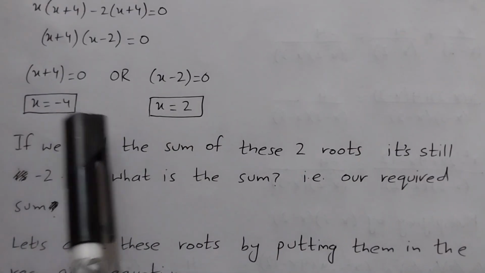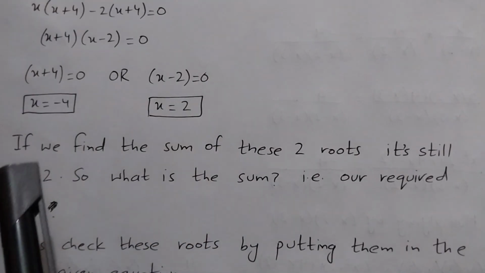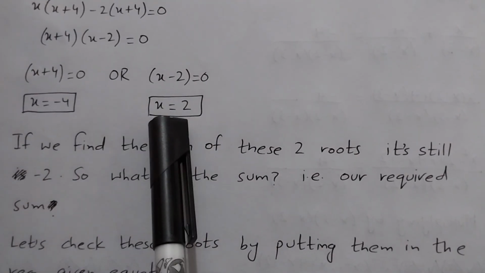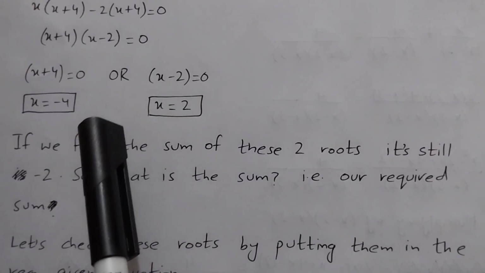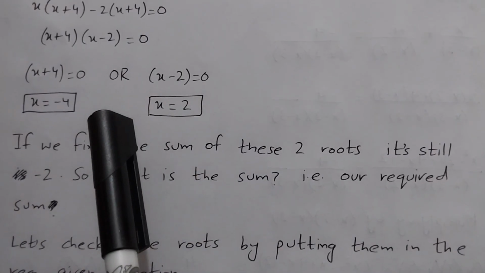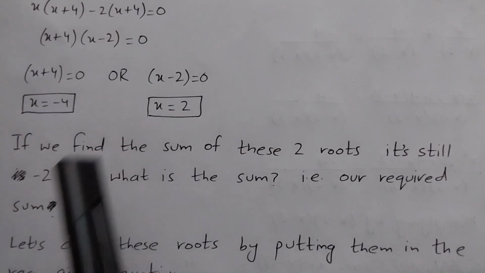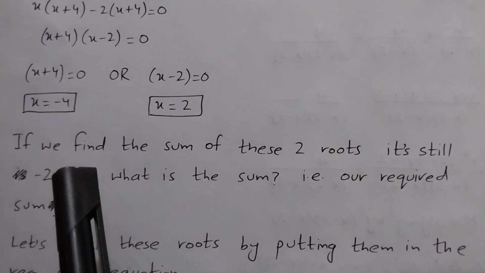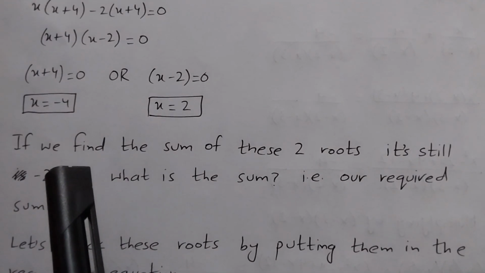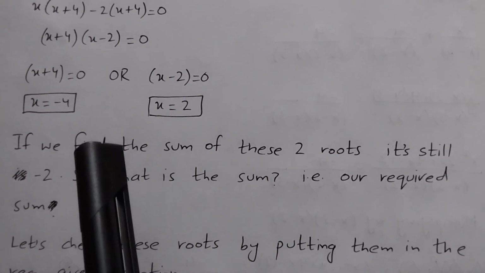Now that we have the roots, we can actually calculate the sum. When we calculate the sum of these two, we get 2 minus 4, which is minus 2, which is exactly what we got when we used the formula for the sum of the roots of a quadratic equation. And I told you that is not the answer. We want to know why that is not our required sum.